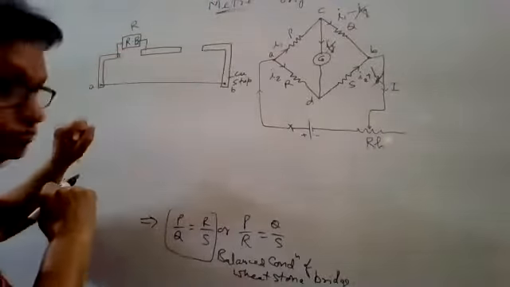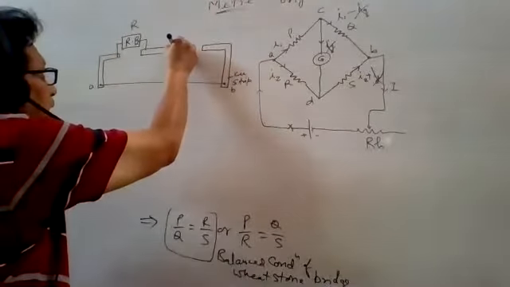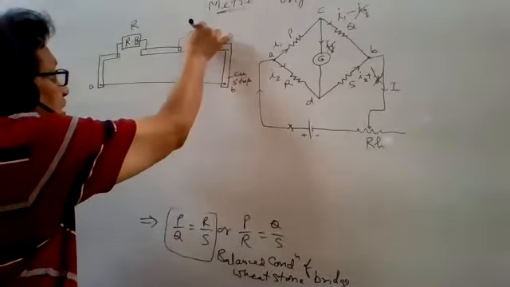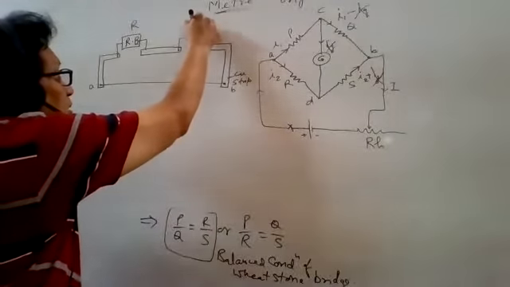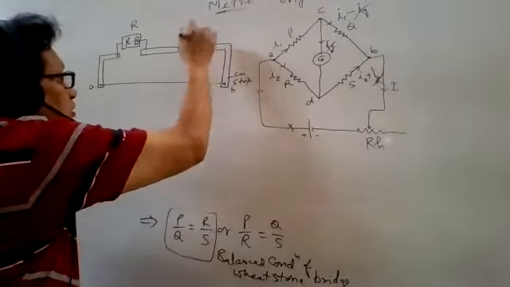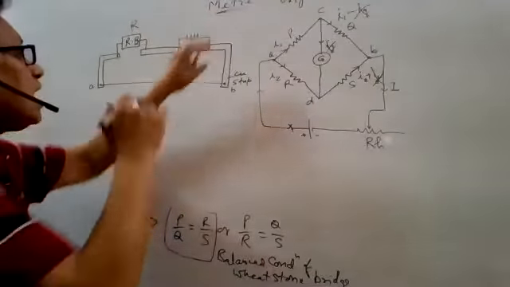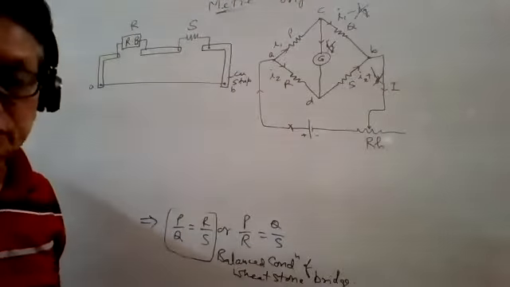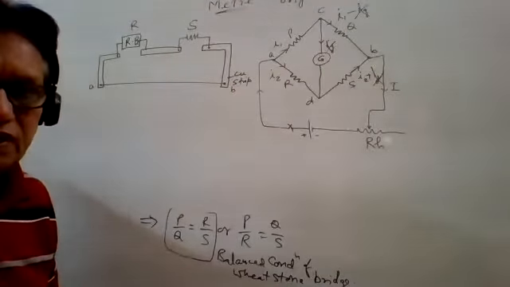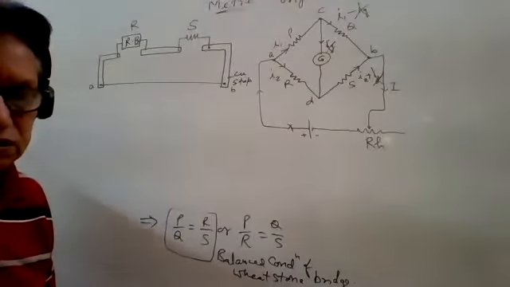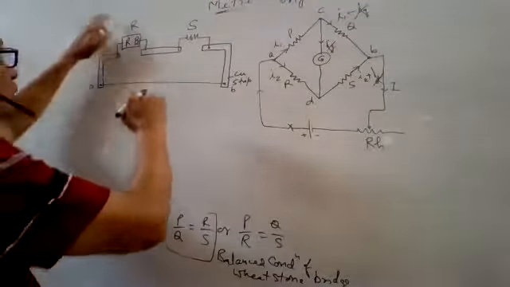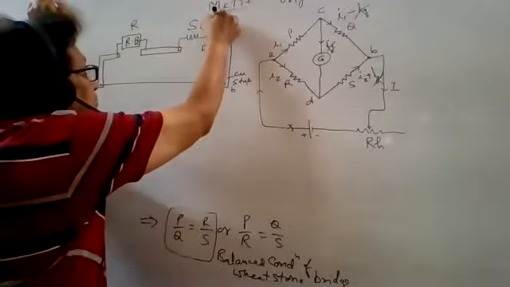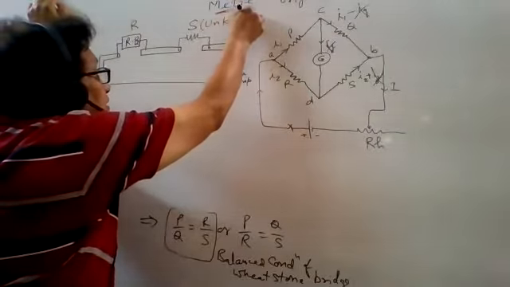Now, here is an unknown resistance, whose value is to be found. So this is called the unknown resistance. Let us say this is S, or sometimes X also. No problem if you take it as S or X. It is unknown. This is known to you. This is the unknown resistance.